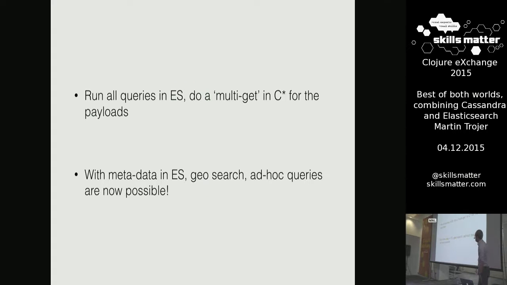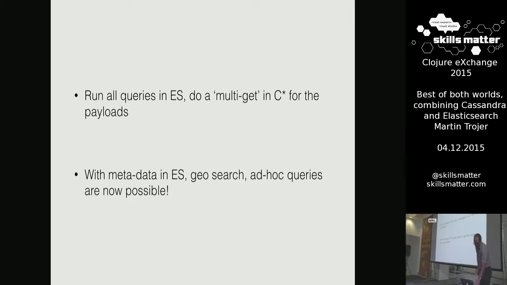So the solution, like I said, you run the queries in ES, and you do a multiget from Cassandra to actually get the payloads out, right? And that was the idea. And then you use ES for all the other stuff. So here's those geo-search, ad hoc queries, and everything I said.